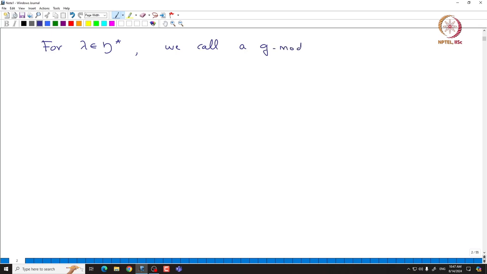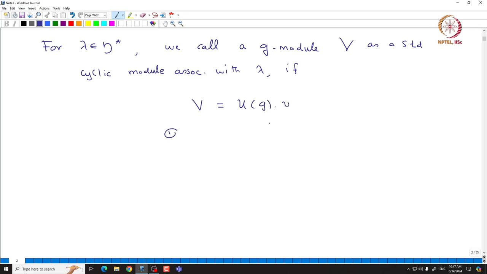We call a G module V a standard cyclic module associated with lambda if the following are satisfied. V is cyclic, so it is generated by some v, where this v must be a non-zero weight vector corresponding to the weight lambda. This is the same as saying that H v is lambda of H times v for all H in H. This is the first condition. The second condition says x v is 0 for all x in n plus.